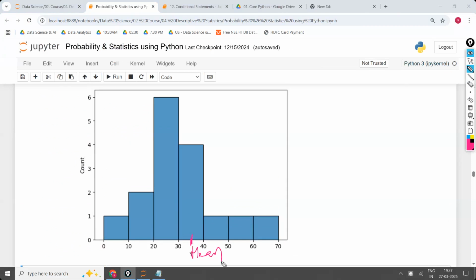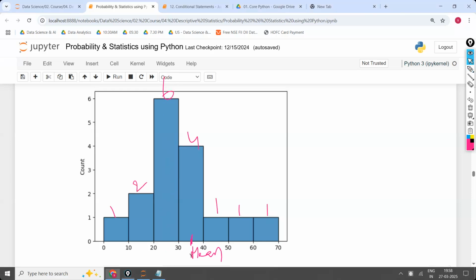What about the median? So here 1 record, 2 records, 6 records, 4 records, 1, 1, 1. Total how many records are there? 16 records. Out of 16 records, where will the median be? For 16 records, the median will be between the 8th and 9th. Where are the 8th and 9th records? In this particular bar. Your median value is located inside this bar.